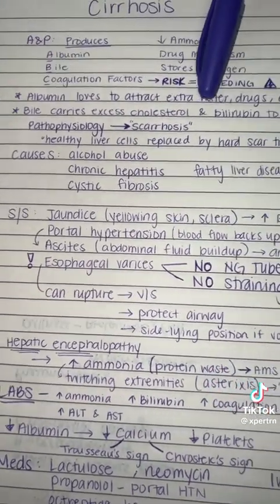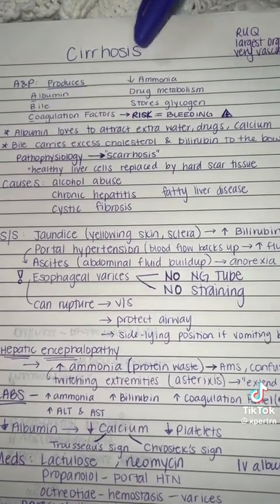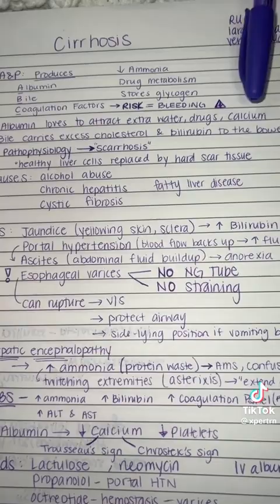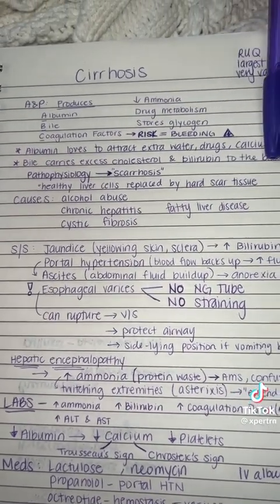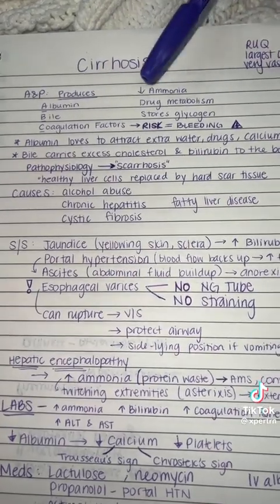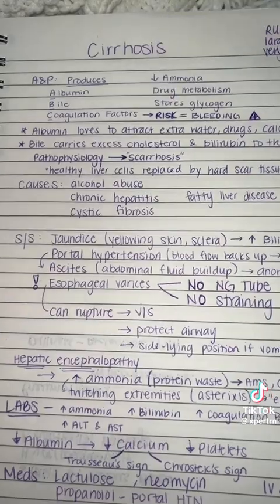Albumin loves to attract extra water, drugs, and calcium. Important to remember. So if your albumin is low because your liver's not working properly, our calcium is also going to be low. Bile carries excess cholesterol and bilirubin to the bowels, but if our liver's not working, guess what? We want our patient to have a diet low in cholesterol or low in fat.